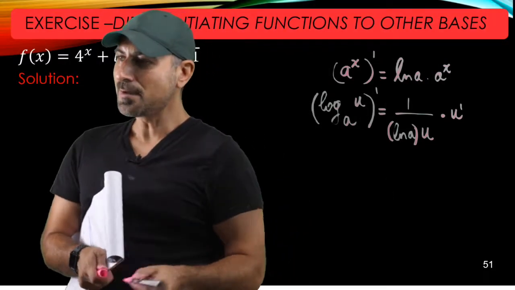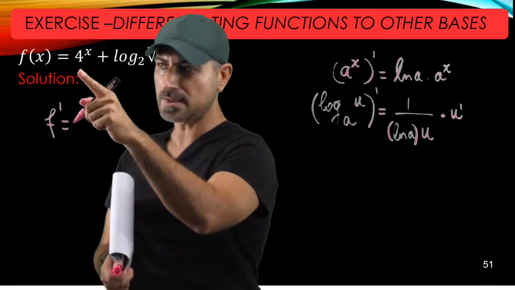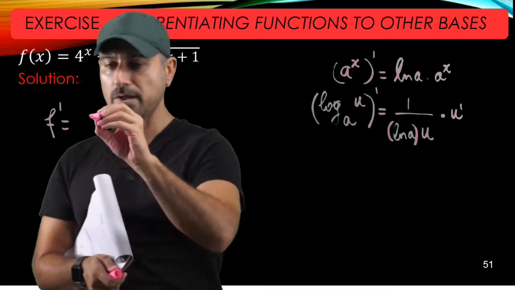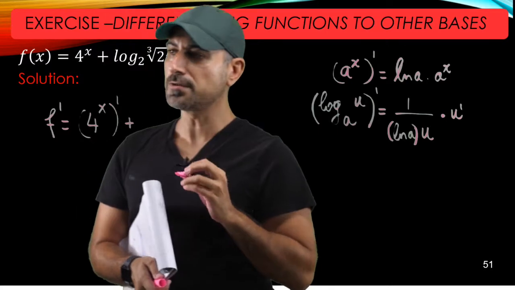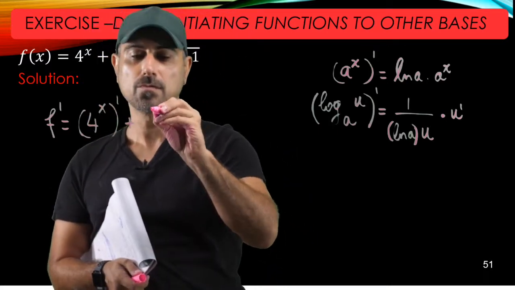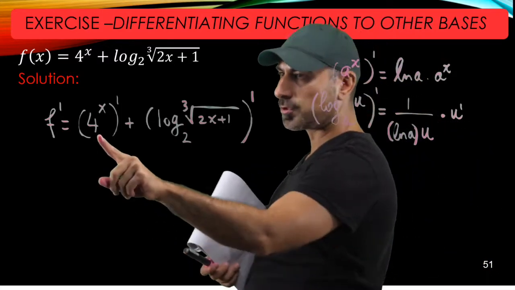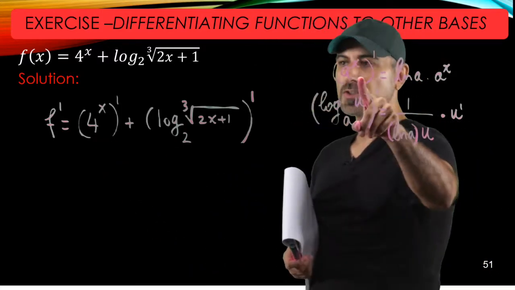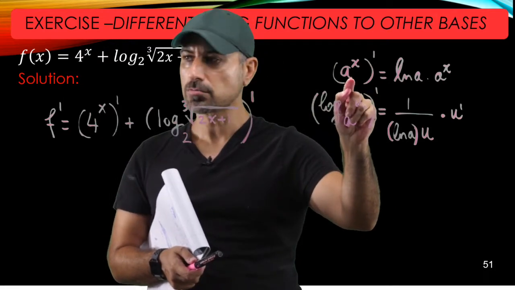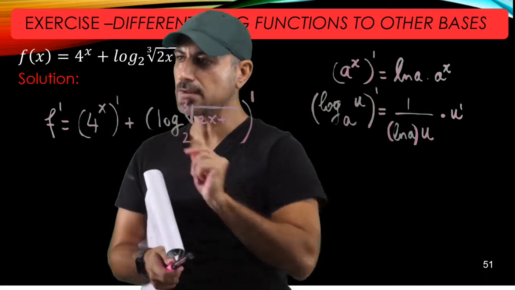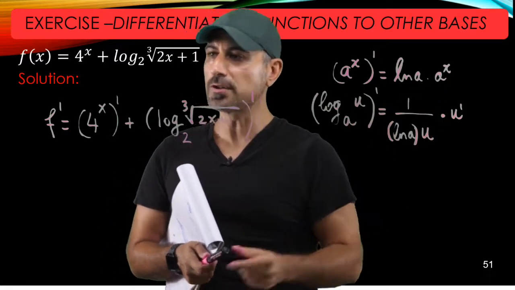For that reason, I'm going to write f prime. Since this is the sum of two pieces, I'm going to write it as the derivative of the first piece plus the derivative of the second piece. All right, for the derivative of this piece here, I'm going to use this formula for a equals 4, and still I have x here, so it's a to the x. So the derivative is going to be ln 4 times 4 to the x.